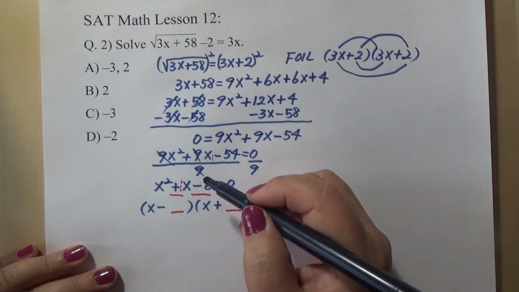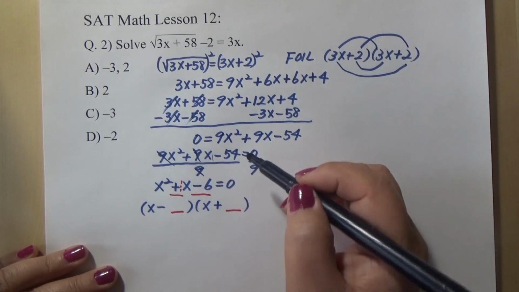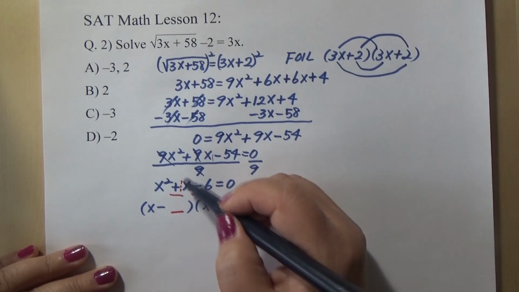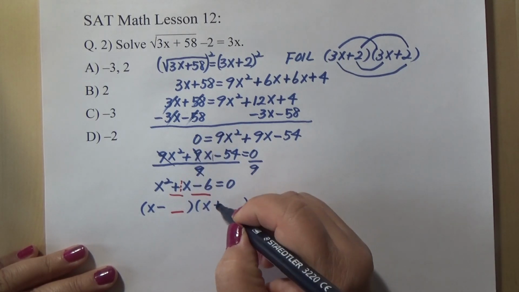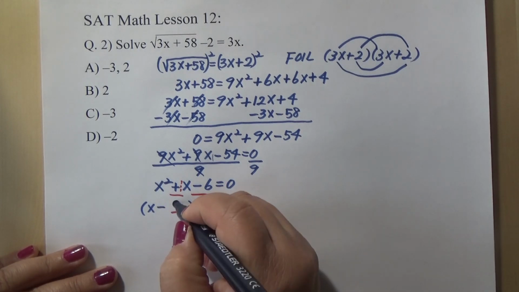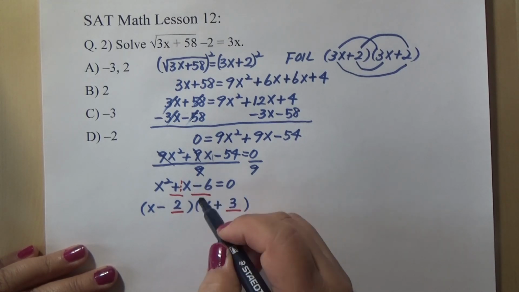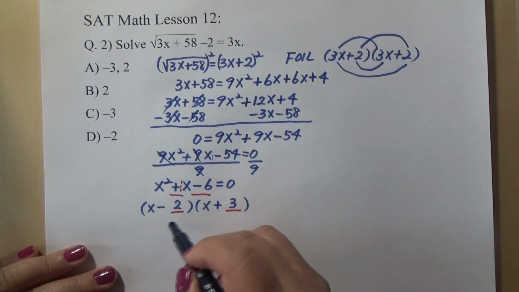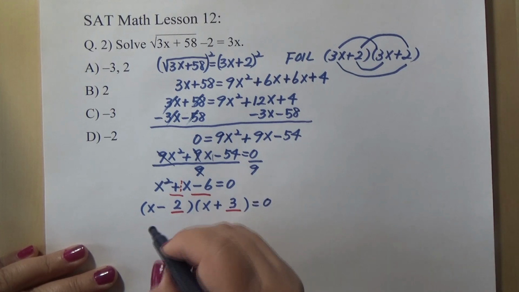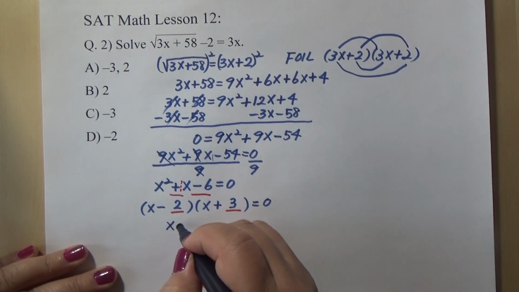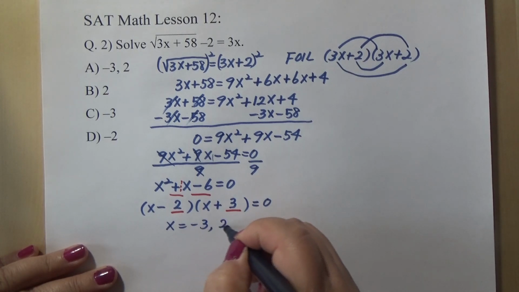And then what number times another number is going to be 6? We can say 2 and 3. However, the sum is positive 1. So 3 is more than 2. So we can say positive 1 is 3 and negative 1 is 2, because negative 2 times positive 3 is negative 6, and negative 2 plus 3 is positive 1. So now we can find the x values, which are negative 3 and 2.